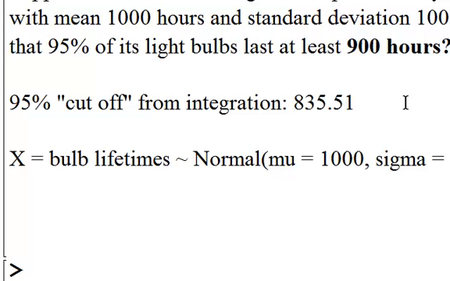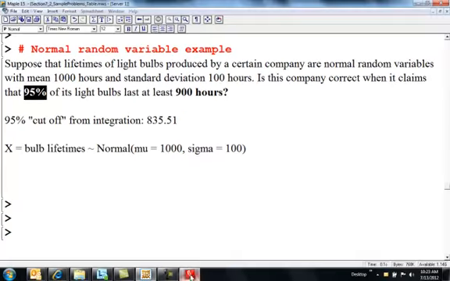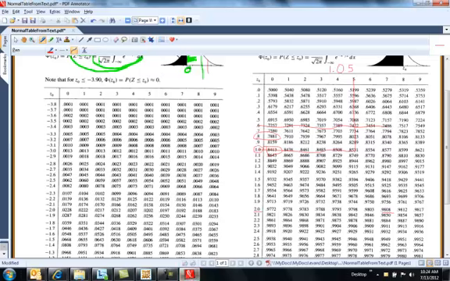So if I just want to know what value leaves 5% in that left tail of a normal 0, 1 curve, what I'm going to do is go back to this table here, and I'm going backwards. So now I'm trying to find the area under the curve and what value leaves 5% to the left and 95% to the right. So let's go to that. Can we make it bigger? Oh, that would help.